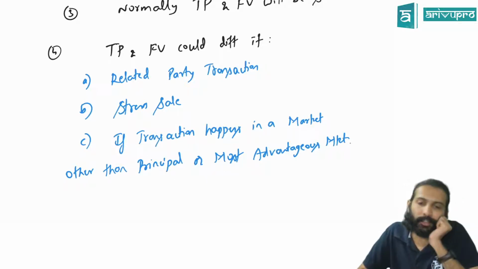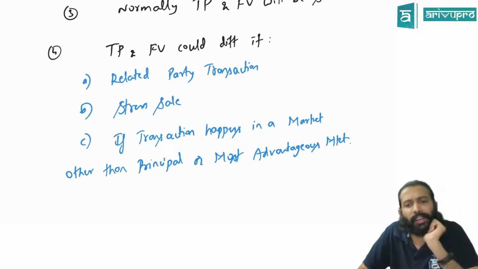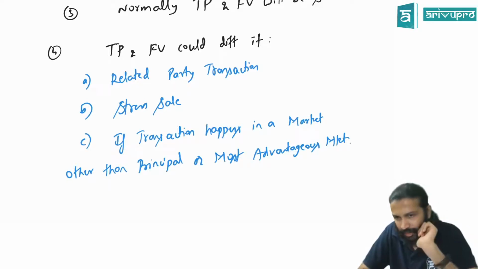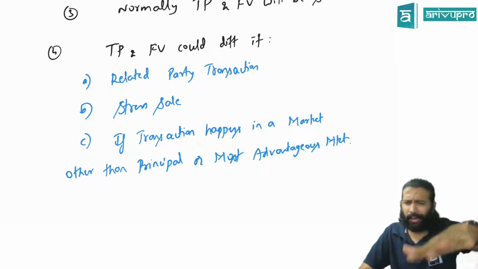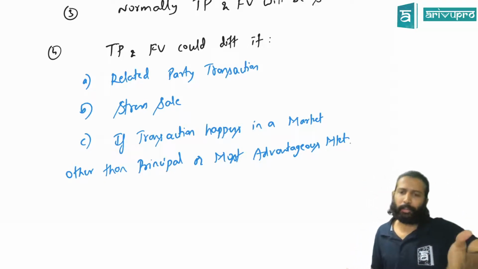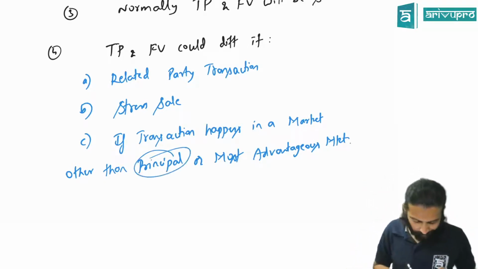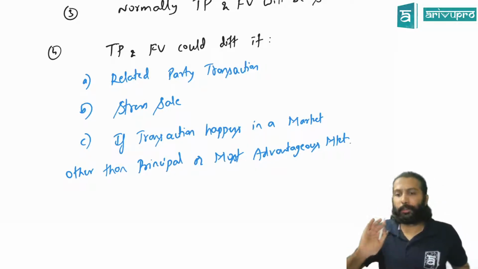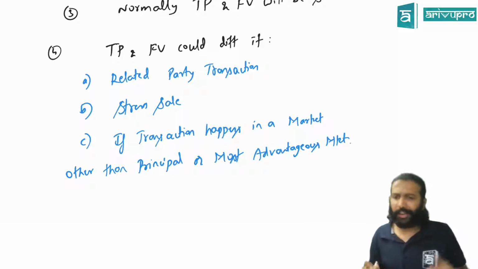Let's say there is a wholesaler. Wholesaler will deal in retail market or wholesale market only? Wholesale market only, because that's where his maximum volume will take place, correct? He could have various wholesale markets. Among them, he'll choose one, whichever is dealing in the highest volume, that will become his principal market. If there are many wholesale markets, then he'll choose the most advantageous market and find out the fair value.